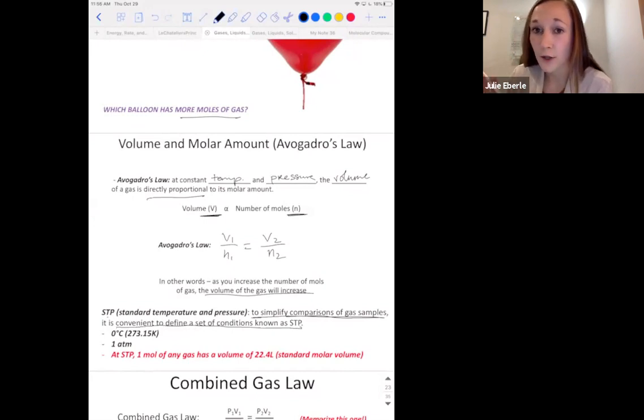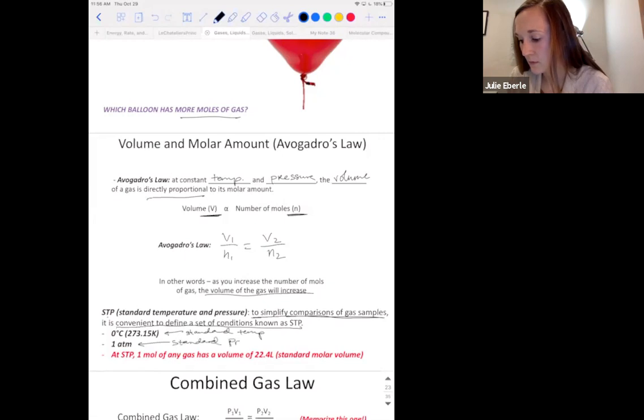So if we are doing these kinds of gas laws or experiments at standard temperature and pressure, here's what that means. We have 0 degrees Celsius or 273.15 Kelvin and 1 atm. That is standard temperature. And that is standard pressure. Okay.